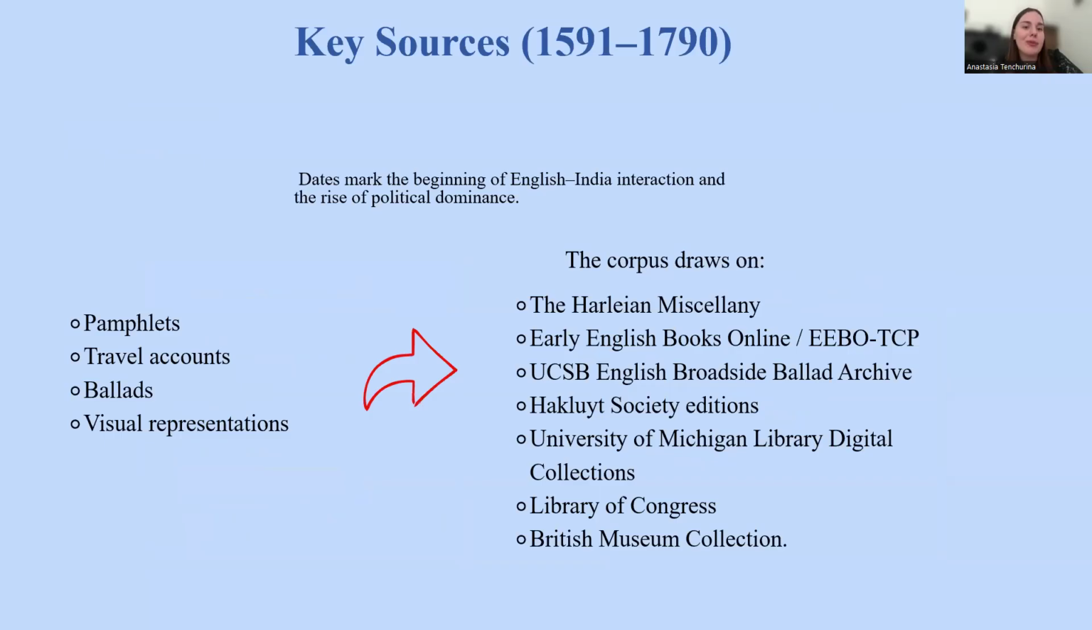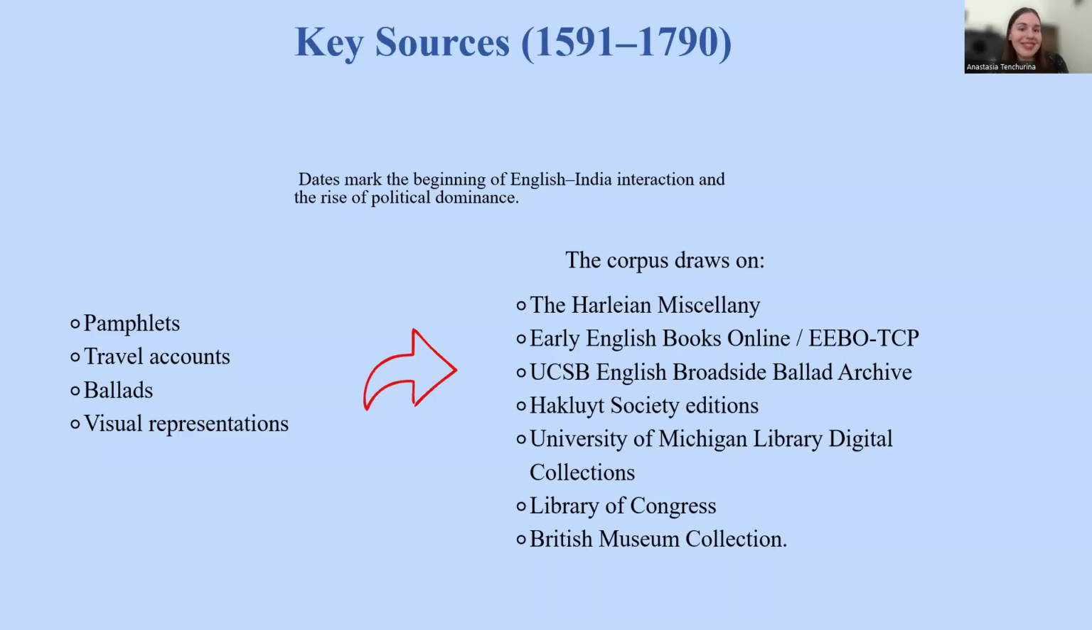Like I mentioned, the corpus is organized around four source groups: pamphlets, travel accounts, ballads, and visual representations. And my source base reflects this variety. For pamphlets, I use the Harleian Miscellany and Early English Books Online. For ballads, I use the UCSB English Broadside Ballad Archive. For travel accounts, Hakluyt Society editions, University of Michigan Library digital collections, and 18th century compilations such as A New General Collection of Voyages and Travels. And for visual materials, I use the Library of Congress, the British Museum Collection, and the National Portrait Gallery.